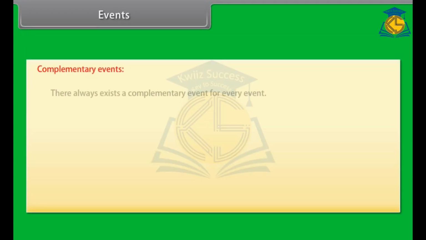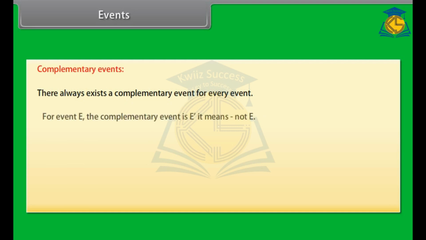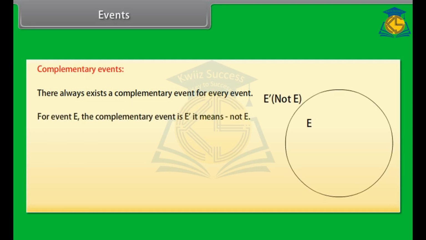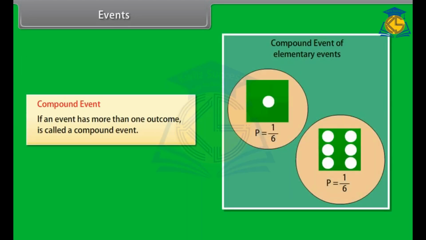Complementary events. There always exists a complementary event for every event. For event E, the complementary event is E dash. It means not E. P(E) plus P(not E) equals 1. P(not E) is equal to 1 minus P(E). Compound event. An event that has more than one outcome is called a compound event.